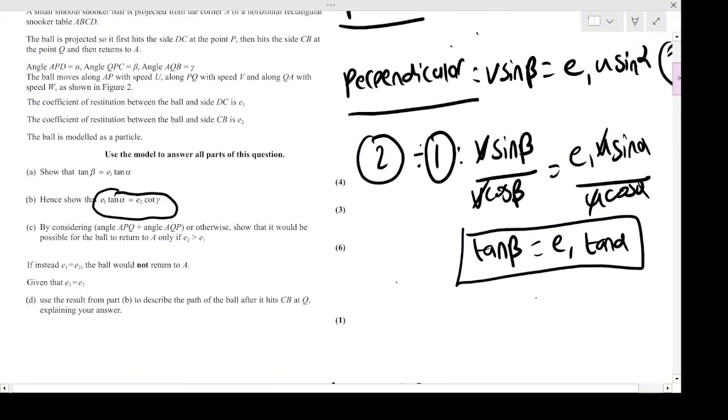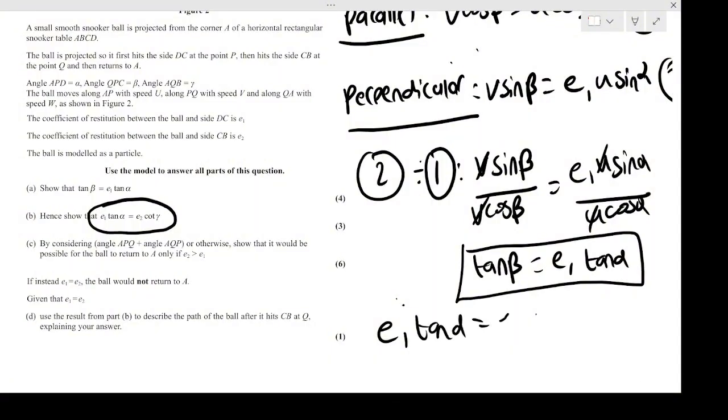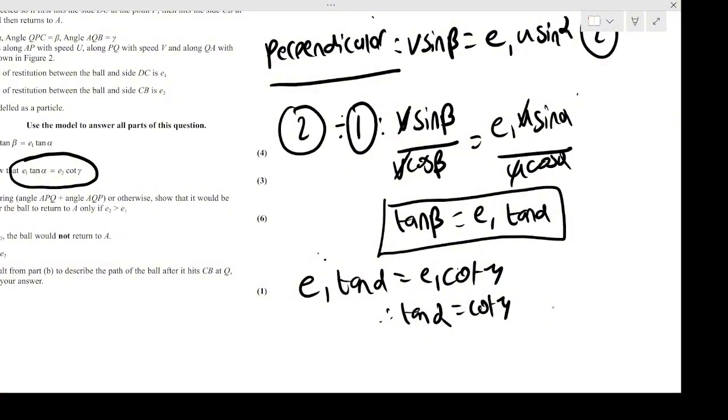But let me just play around with this. So if E1 is equal to E2, and again, they asked me to use this equation, that means E1 tan alpha is then going to be E1 cot gamma. Therefore, tan alpha is cot gamma. And so then I've got an equation here. So I kind of want to solve the equation. And to do that, well, I need them both to be the same sort of function. So I need both to be tan or both to be cot.